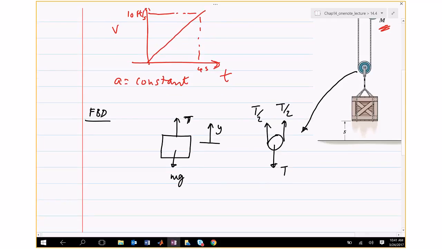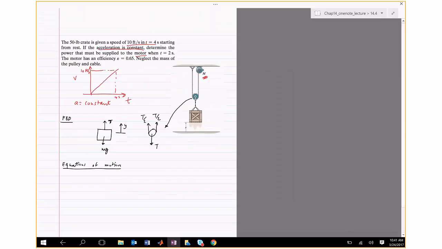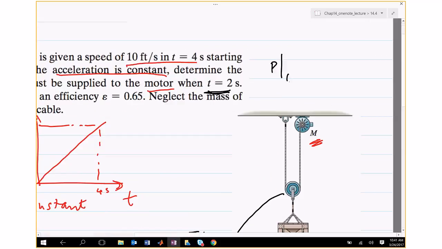Okay, so that's the free body diagram. Next is the equations of motion. What I'm really after is two things, force and velocity. I think I'm given the velocity. Oh no, I'm not given the velocity. I'm just told that I need to find the velocity at time t equals 2 seconds. So this is what I'm really after. I need to find the power at t equals 2 seconds, which means that I need to find the force at t equals 2 seconds and then multiply it with the velocity at t equals 2 seconds.